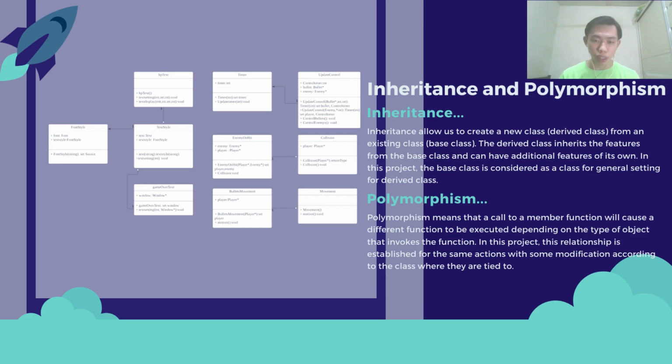Then we come to the white arrow linking the bullet movement class to the movement class. We can see that the bullet movement class and the movement class have the same method, called movement, but this method is different in each class because the movement class is for the player and the bullet movement is for the bullet class. So there may be some modification for the bullet movement class. The polymorphism relationship is needed so that the bullet movement class can have its own specification in the movement method. That's all for this section.